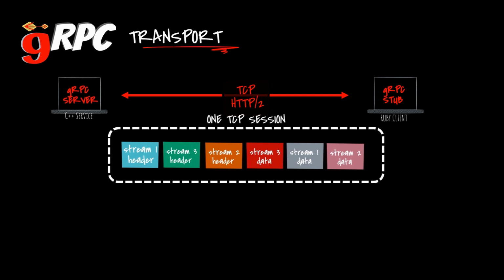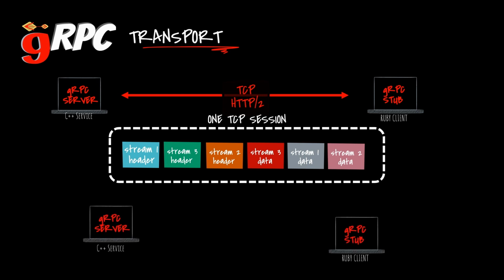It allows the multi-streaming of messages over a single long-lived TCP connection. As a result, this allows the gRPC framework to handle many concurrent RPC calls over a small number of TCP connections between a client and a server.